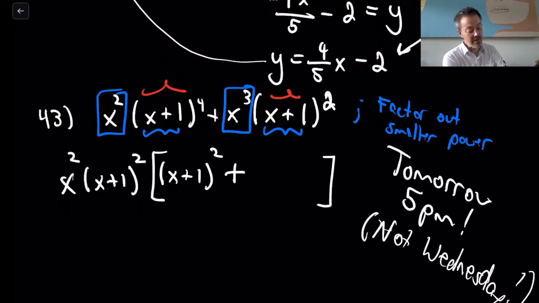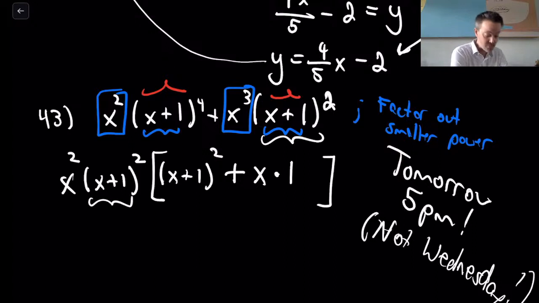And then for the next one, okay, I think x squared multiplied by what is x to the third? Well, I need to multiply that by x. And then (x plus 1) squared multiplied by what is (x plus 1) squared? Well, just times 1. So I'm just going to write that as plus x. And that is now factored.